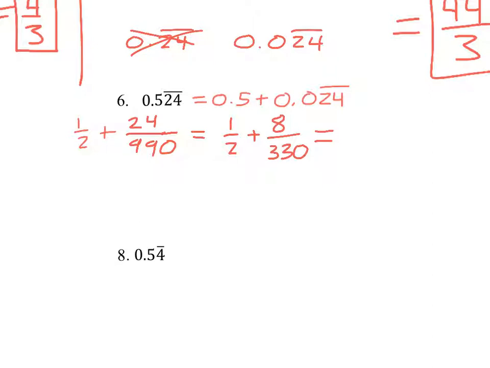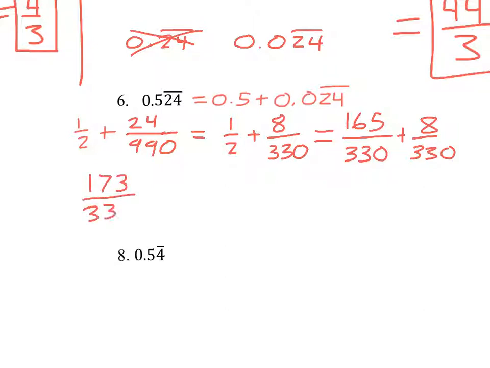So I'm just going to make common denominators right now. 165 over 330 plus 8 over 330 is 173 over 330.